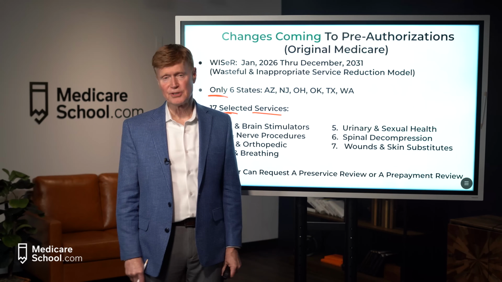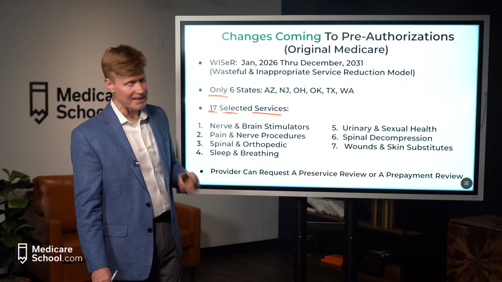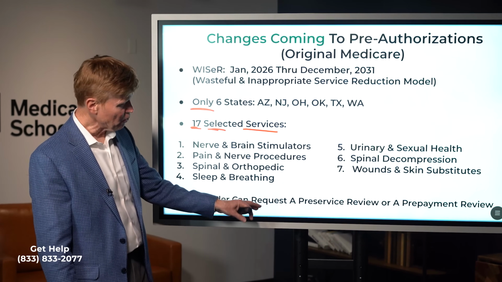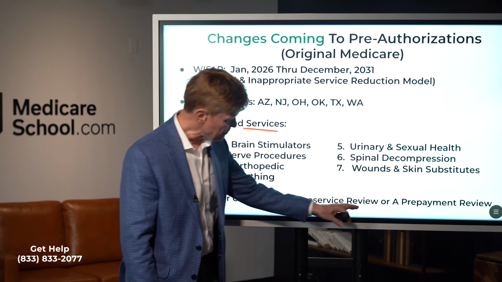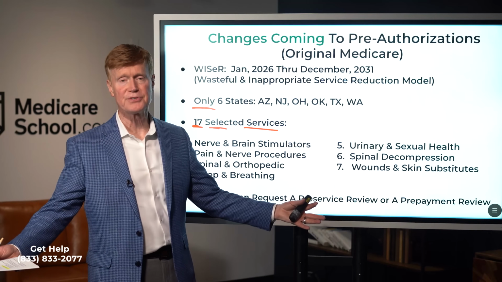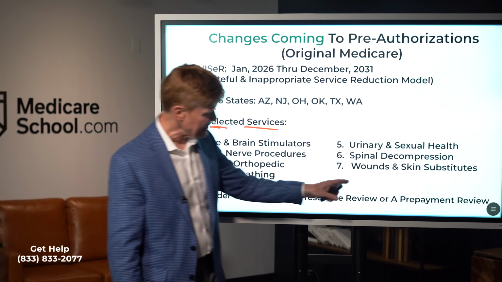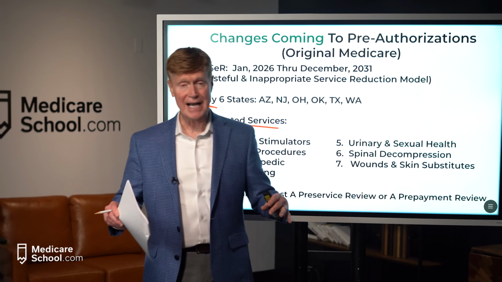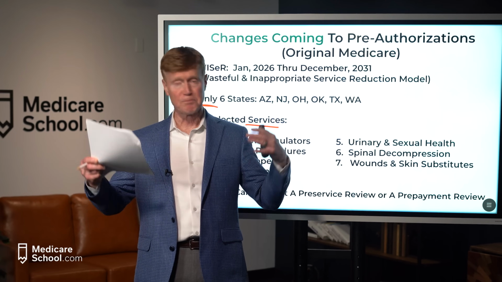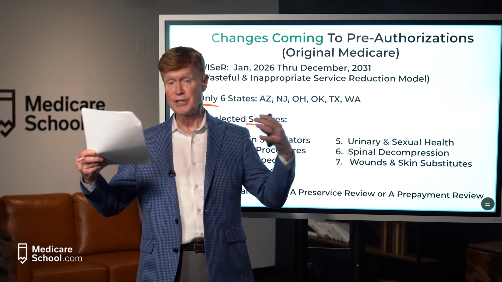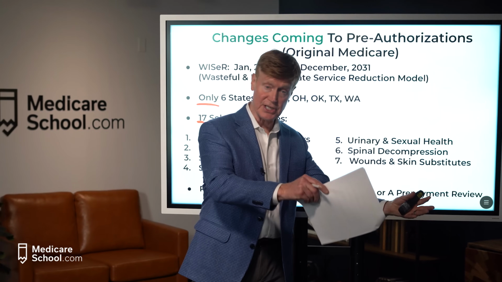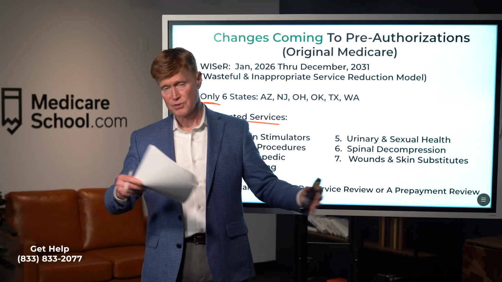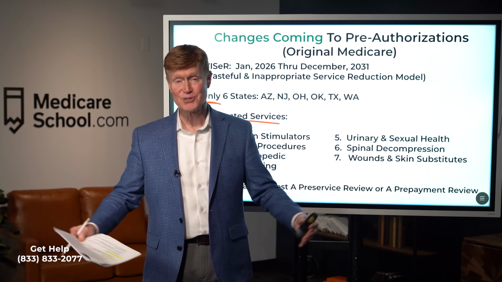All right, now that brings us to the last point with the WISER program. Notice this, the provider, the one providing these services, can request, now watch this, a pre-service review. What's that? A pre-authorization. Or they can request a prepayment review. This means they're not going to ask for an advance approval. They're just going to go ahead and do the service, and then they'll submit the documentation to see if it will be paid. And of course, this is a provider that's pretty sure it's going to be paid, and so they're not worried about that.